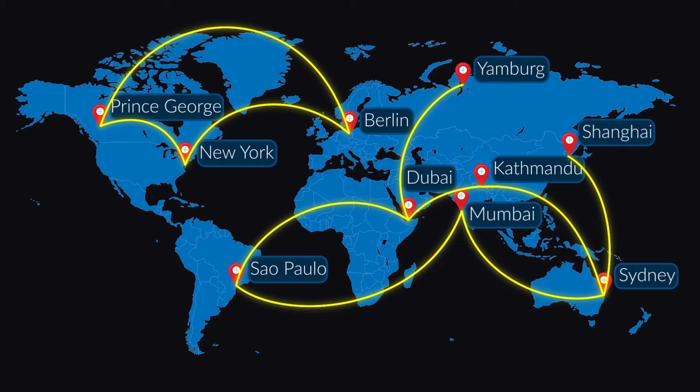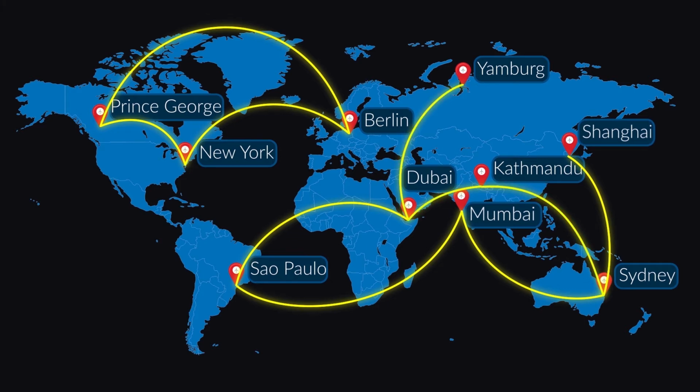Given any two cities A and B, how would you find if it's possible to travel from city A to city B? For example, is it possible to travel from Sydney to Hamburg? Yes, it is, because you can go from Sydney to Kathmandu, Kathmandu to Dubai, and from Dubai to Hamburg.